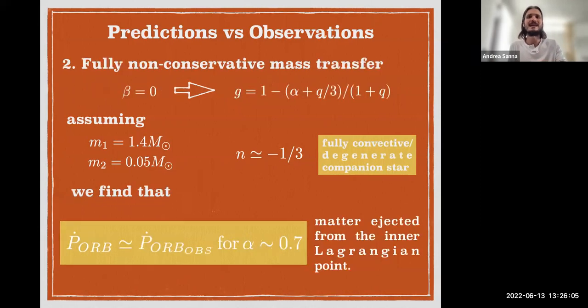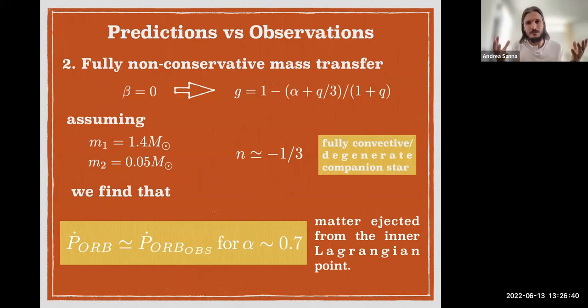Well, there is a way. Instead of transferring all the matter from the companion to the neutron star, it might be the case that you are losing matter in the process. So you are ejecting matter. If you eject matter, matter will carry not only the mass, but also the angular momentum of the system. For SAC-J1808, it turns out that you can reconcile the orbital period expansion that we see by allowing matter to be ejected basically at the Lagrangian point during quiescence.